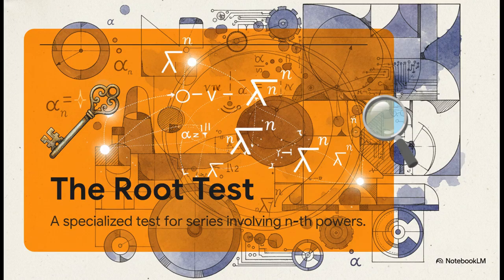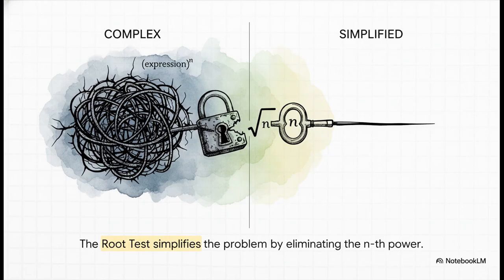Now, this isn't some general purpose tool you throw at everything. Think of it more like a precision instrument. It was designed for exactly this kind of problem, a series where the terms have those nth powers. So what's so cool about it? Well, its whole purpose, its primary goal in life, is to do one thing and do it beautifully. Get rid of that pesky nth power, the very thing that makes the series look so complicated in the first place. It's just a really elegant way to strip the problem down to what really matters.